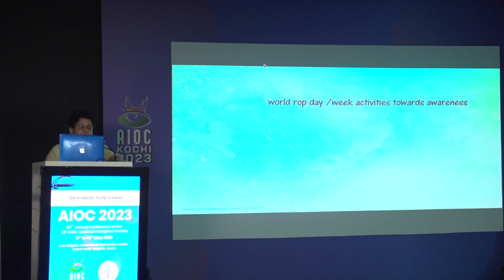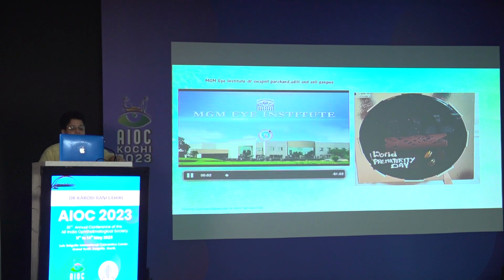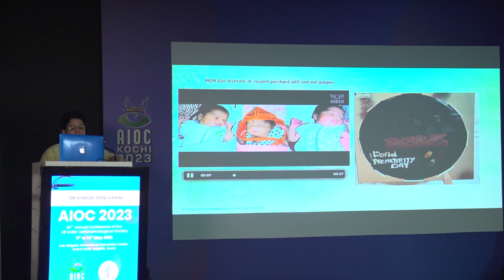So let me start with the World ROP Day or week activities towards the awareness. Now, first, these people celebrated by cutting a cake on World ROP Day. This is the MGM Institute where Dr. Swapnil Parchand, Aditi and Anil Gangwe are doing the ROP work, and they had released a small video towards awareness.